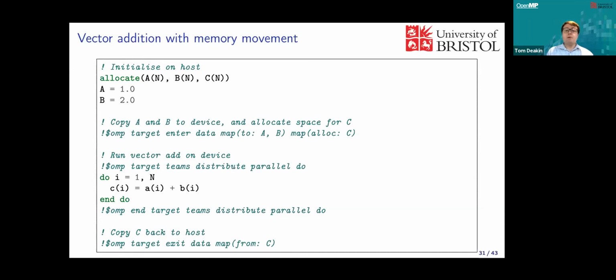And then I'm going to have my target region, my target teams distribute parallel do. And that's going to be my kernel essentially. It's going to run vector add in parallel across all the parallel parts of the GPU as mapped by my compiler, and compute the addition of A and B and store it in C.